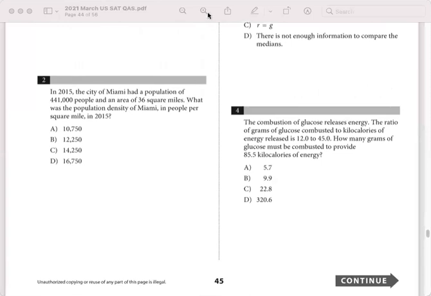Okay, question 4. The combustion of glucose releases energy. The ratio of grams of glucose combusted to kilocalories of energy released is 12 to 45. How many grams of glucose must be combusted to provide 85.5 kilocalories of energy? Okay, so we can see that 12 grams of glucose release 45 kilocalories of energy.